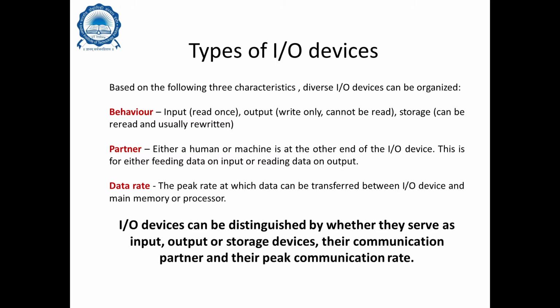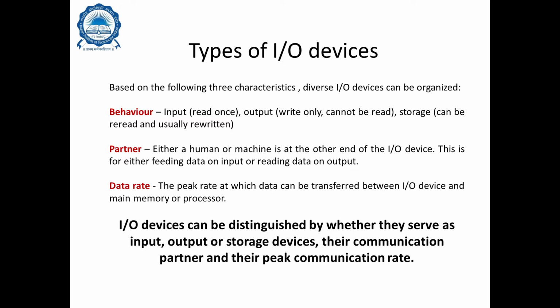Another characteristic is based on the partner. That is, who is the partnering system or partnering entity with the IO device. It could either be a human or a machine which is at the other end of the IO device. This is either for feeding data onto the input or reading the data on the output. So it just needs a partner.